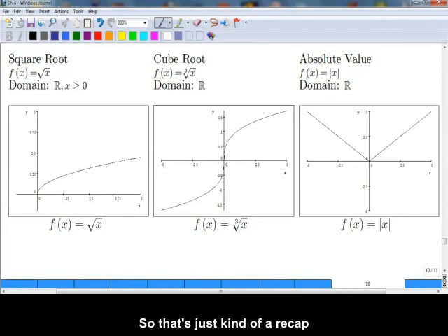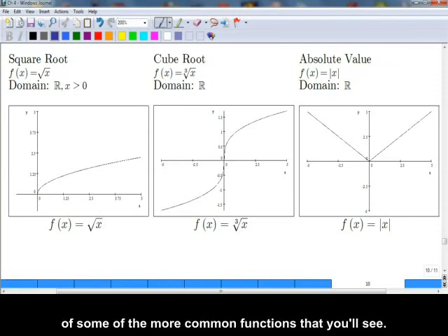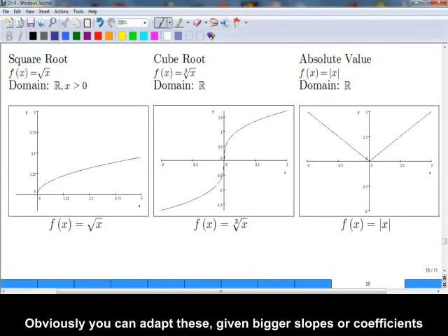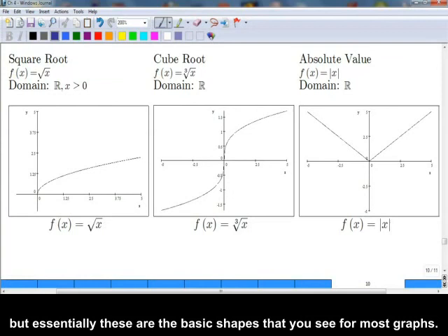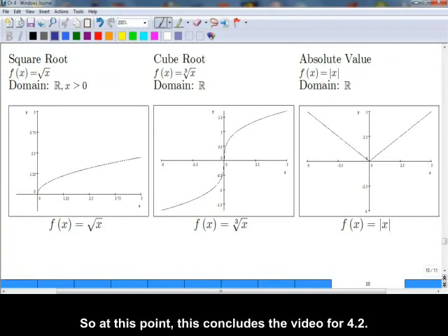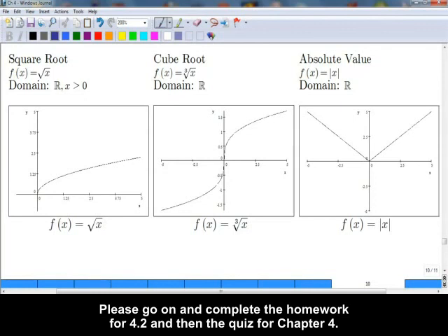So that's just a recap of some of the more common functions that you'll see. Obviously, you can adapt these given bigger slopes or coefficients in front of the leading term, but essentially these are the basic shapes that you see for most graphs. So at this point, this concludes the video for 4.2. Please go on and complete the homework for 4.2 and then the quiz for Chapter 4.